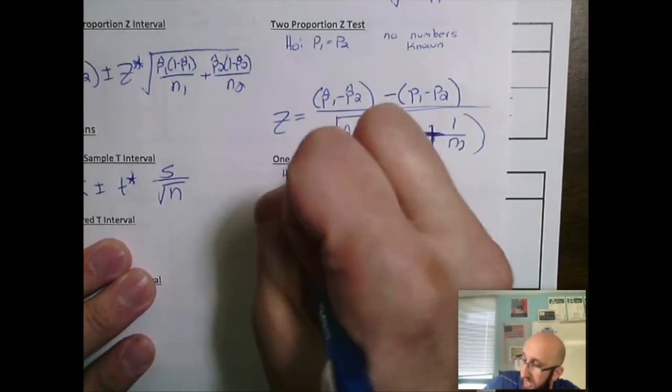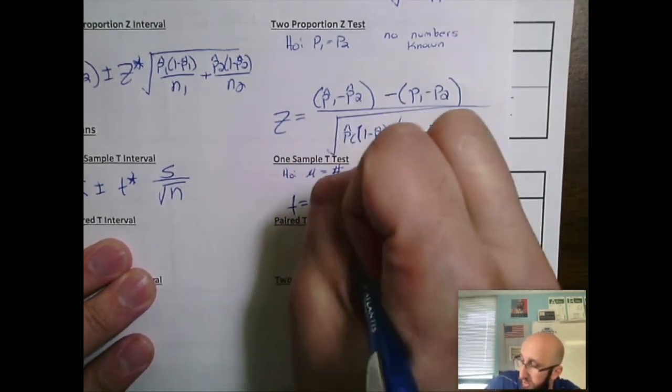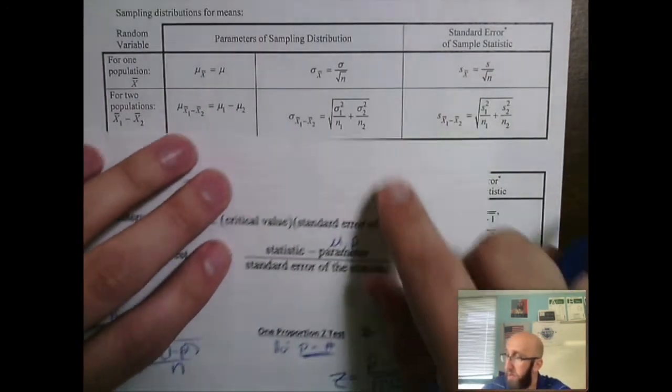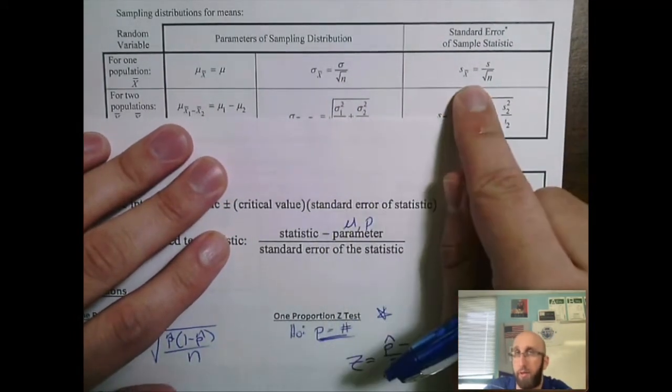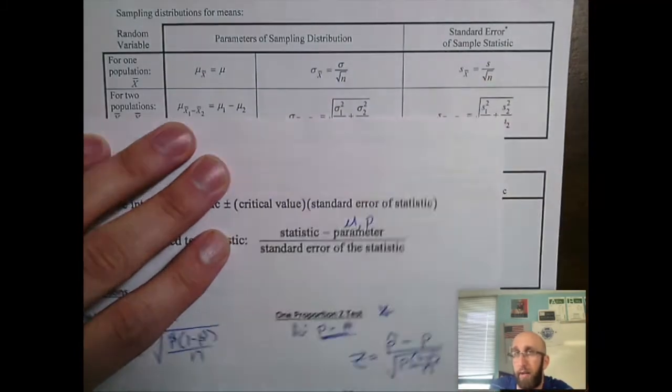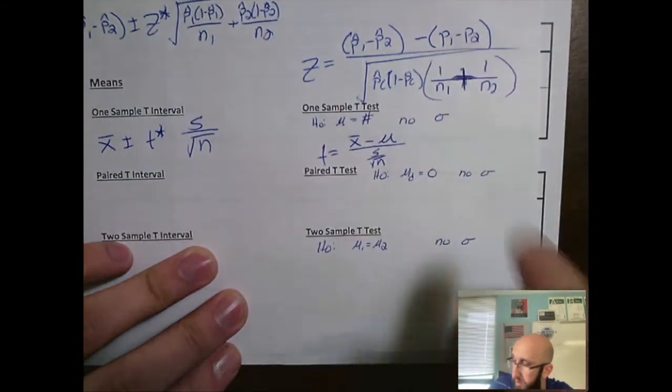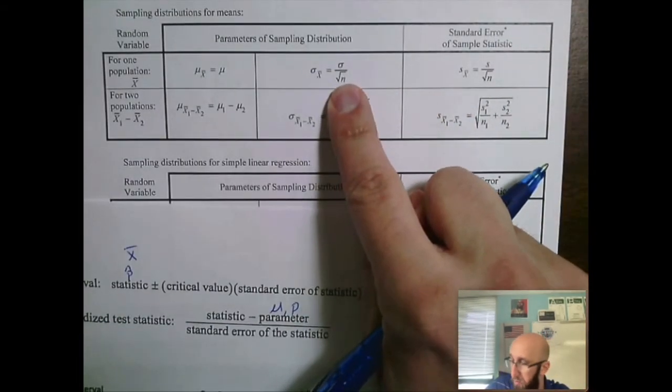So we're going to have t equals, start with your statistic and your parameter, x-bar minus mu, okay? But here's the deal. We don't know sigma, so we're going to use the standard error here, s divided by the square root of n. I don't know sigma, so don't even mess with this like you did with the one proportion z-test.